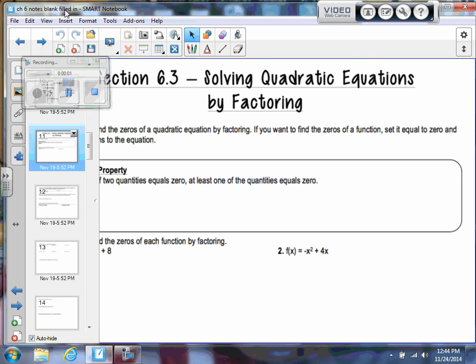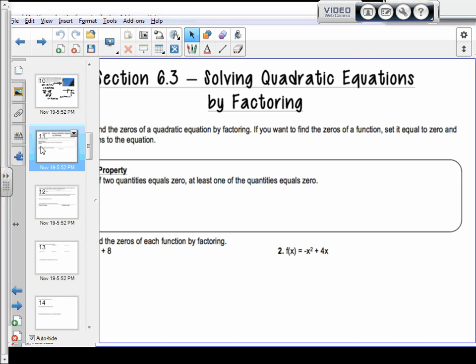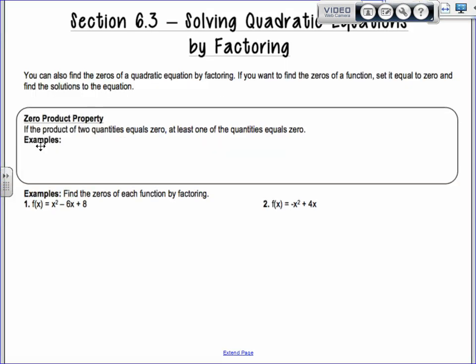Quadratic equations by factoring. Most of this is going to be kind of review for you. It says you can find the zeros of quadratic equations by factoring. In the last section we did a t-table and found where it was crossing the x-axis. We don't have to do that, we can factor. To do this we use something called the zero product property. Hopefully you remember this from Algebra 1.